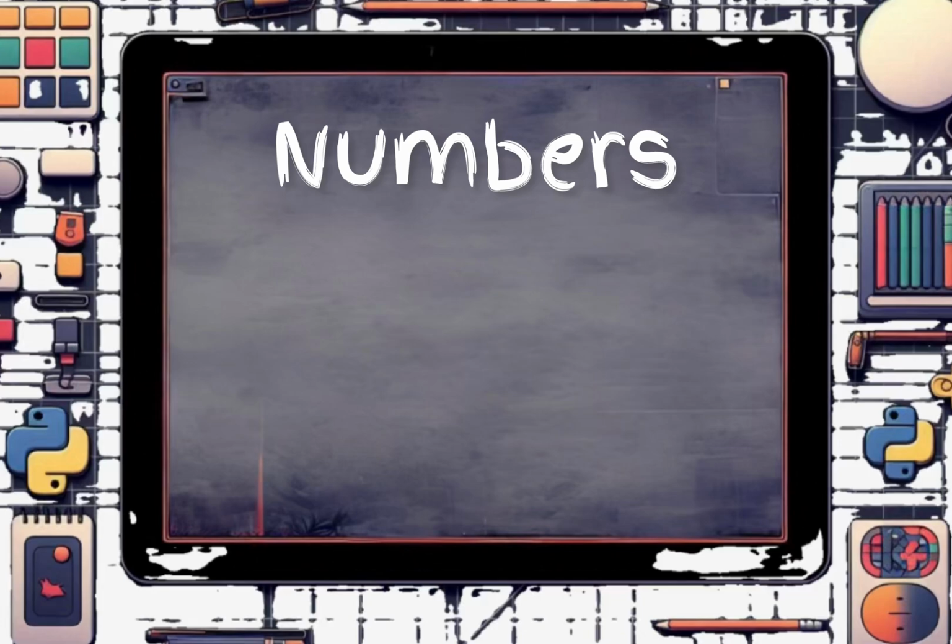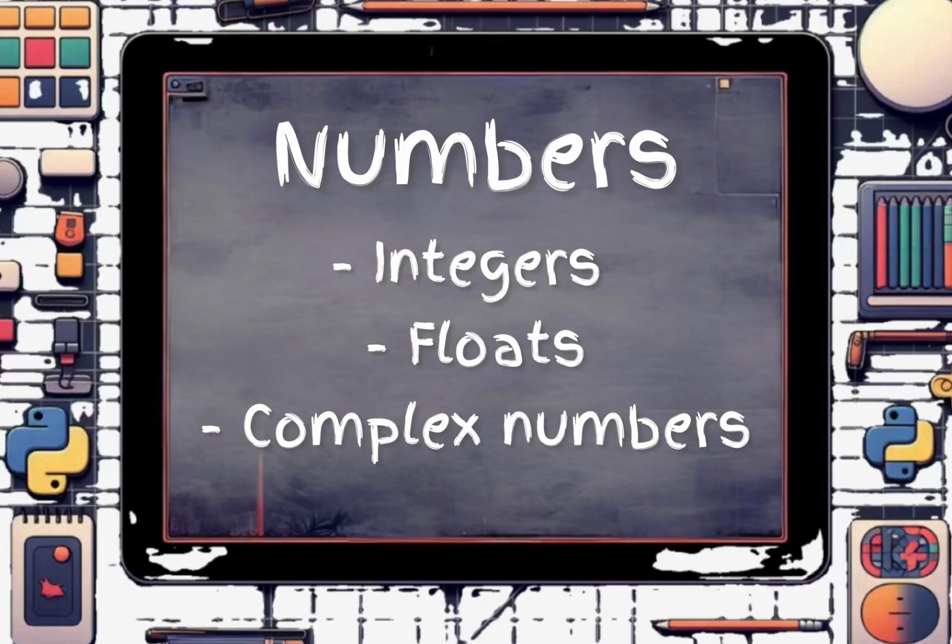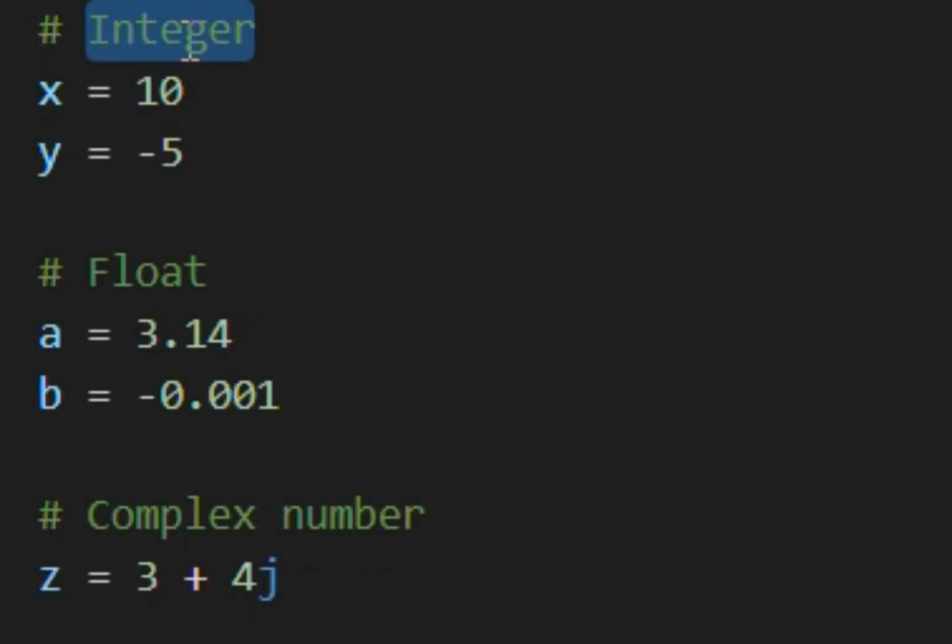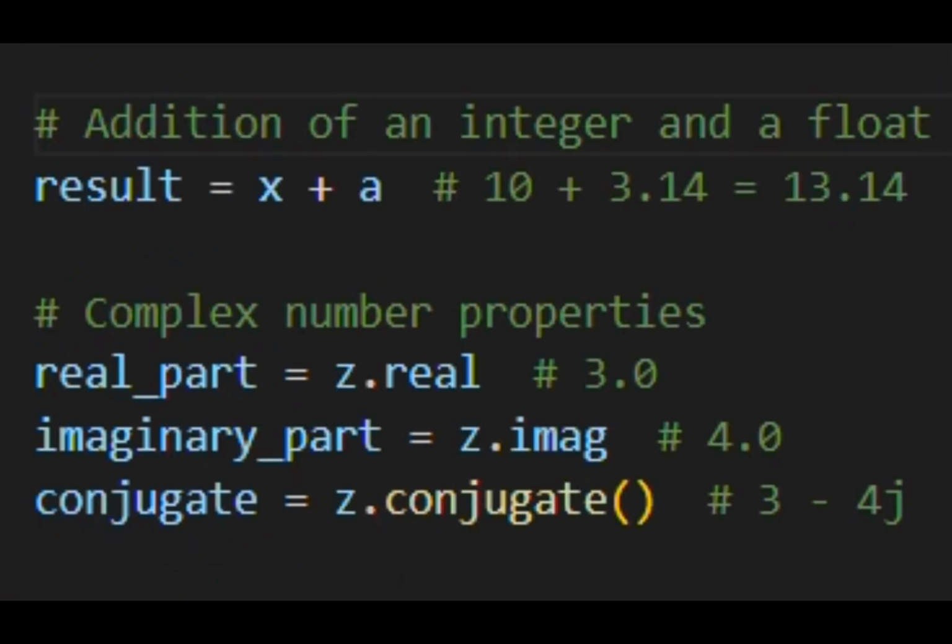Let's start with numbers. There are three primary types of numbers in Python: integers, floats, and complex numbers. Here we have two integers, 10 and -5, and two floats, 3.14, -0.001. We also have a complex number z equals 3 plus 4j, where j is the imaginary unit. Let's perform some basic arithmetic.